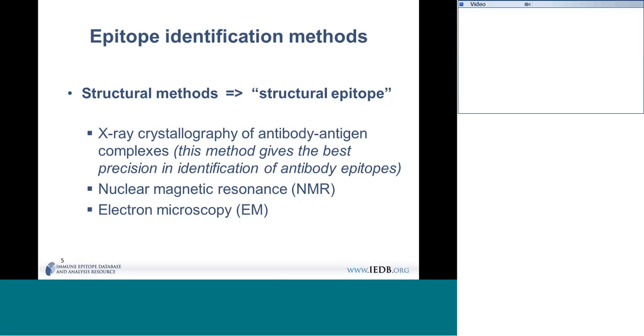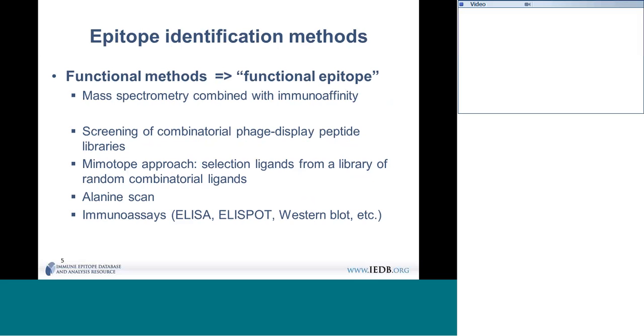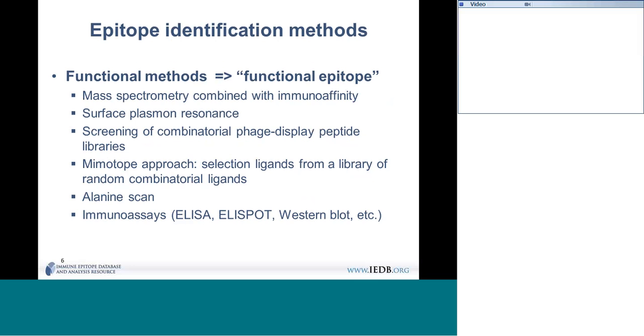Structural methods such as X-ray crystallography, nuclear magnetic resonance, and electron microscopy define what we call structural epitopes. Other kinds of methods, such as mass spectrometry, surface plasmon resonance, different immunoassays, and alanine scan, are so-called functional methods. They define functional epitopes.